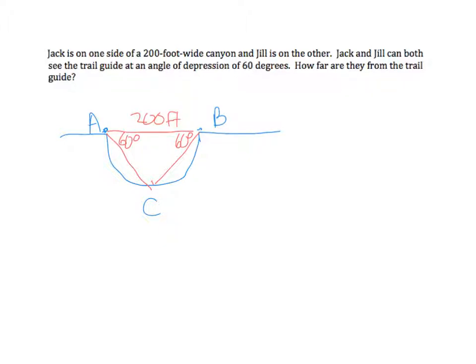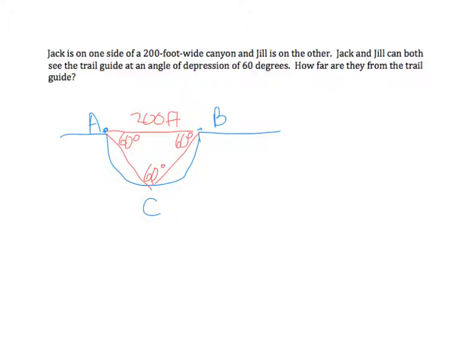So we're trying to find how far are they from the trail guide. So we could find either A or B because they're going to be the same. It's an isosceles triangle. It's actually an equilateral triangle, right? So we could probably figure it out pretty easily. Since we know that this also has to be 60 degrees, we actually don't really need to do any work there, right? How far are they?